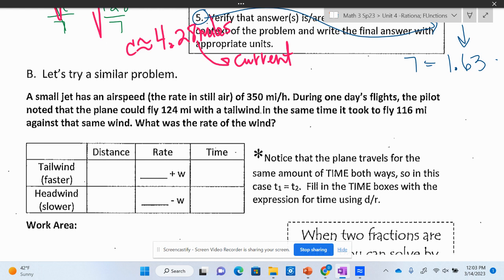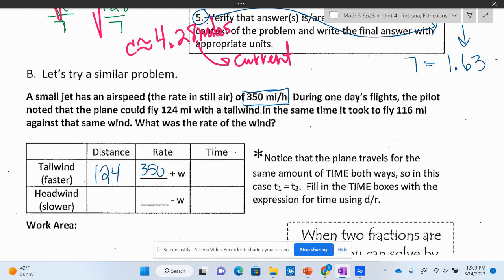But it took the same time to fly only 116 miles when he was going against the wind. Okay. So here's what I want to do. Tell me, the first trip when I had a tailwind, what was my distance? 124, right? Our distance was 124. I'm not going to use miles. Like it's miles, but I'm not writing the units in there because it's just not going to fit for my pen. And then what was our rate? How fast was that plane traveling in still air? 350.